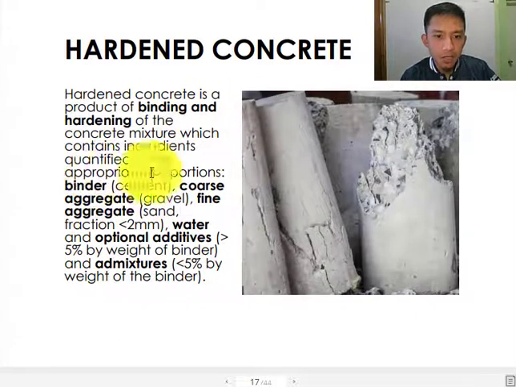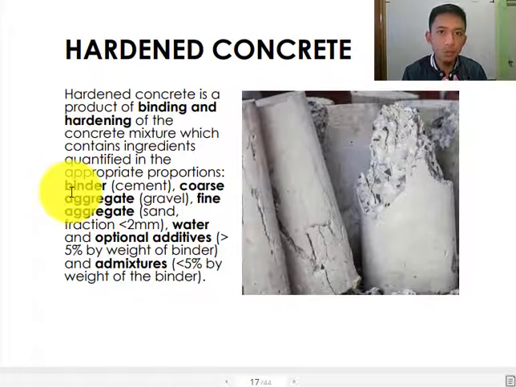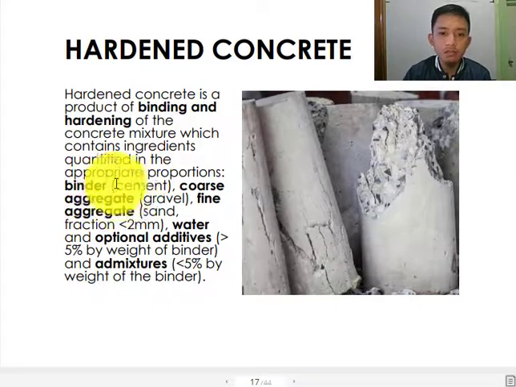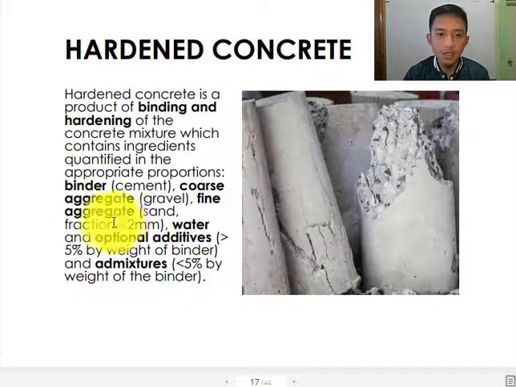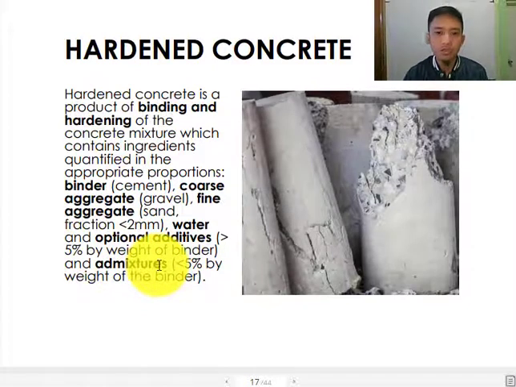And then appropriate proportions of what? These are the constituents. Your binder. If you say binder, that will bind the concrete mix, which is actually the purpose of the cement. And again, there are a lot of types of cement, the Portland cement. The commonly used are the Portland cement and the asphalt, or bituminous, that is for bituminous concrete. So, binder, or that is the cement. Coarse aggregate, or we know that one as the gravel. Fine aggregate, or we know that one as the sand. And then water, of course. Optional additives, and then the admixtures.